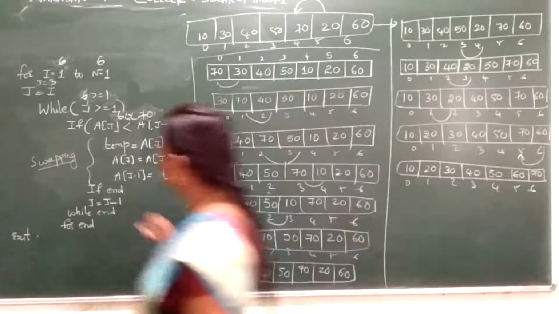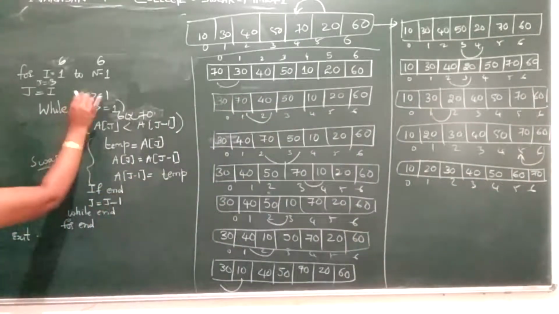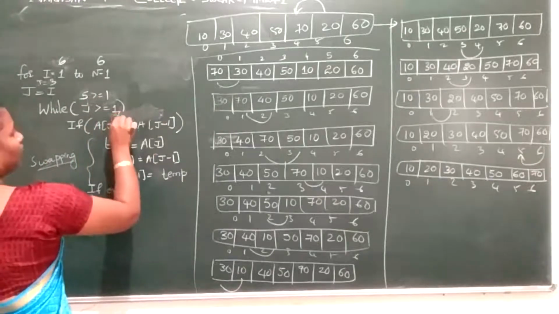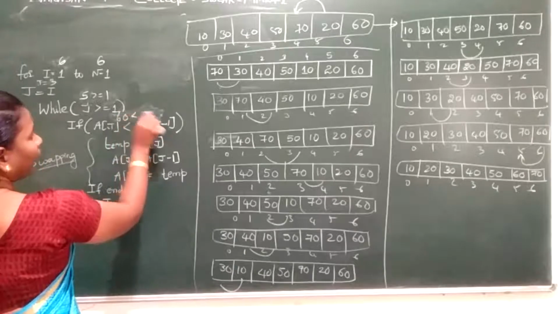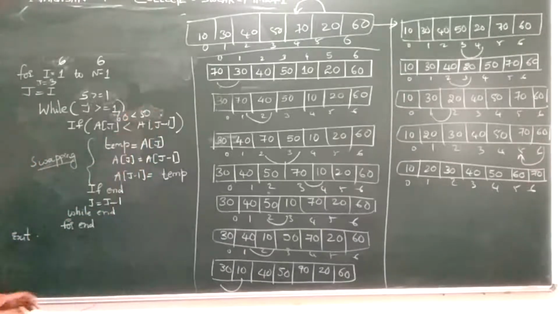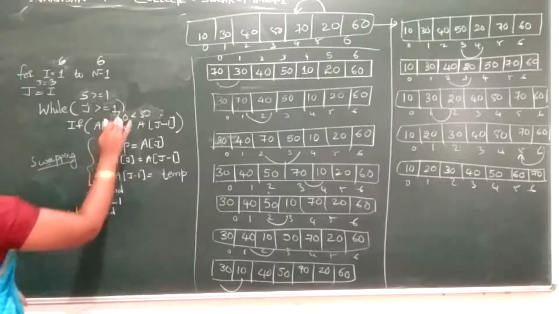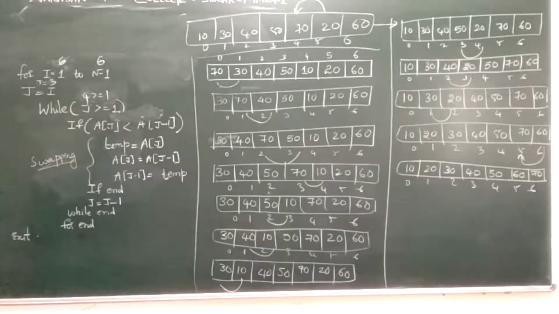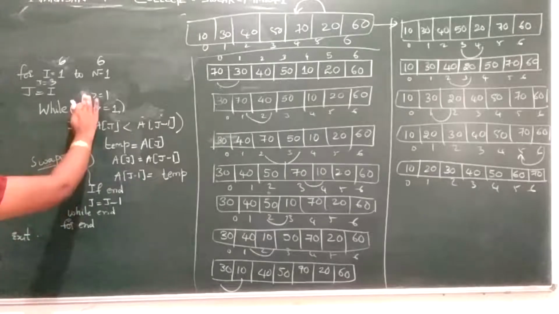So now again we will come here. J will become J minus 1. Now we will have 5. What is there in A of 5? I have 60. 60 is less than 50? I have 5 minus 1, 4, that is 50. 60 is not less than 50. Again the condition fails. J value gets decremented from 5 to 4. What is there in A of 4? I have 50. 50 is less than A of 4 minus 1, that is 3, 40? 50 is less than 40, no, again the condition fails.